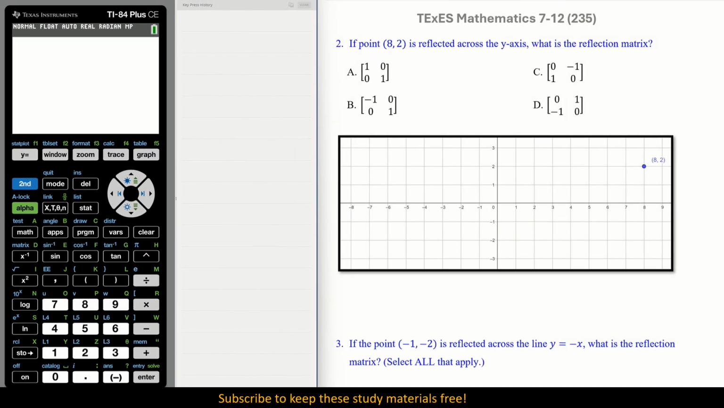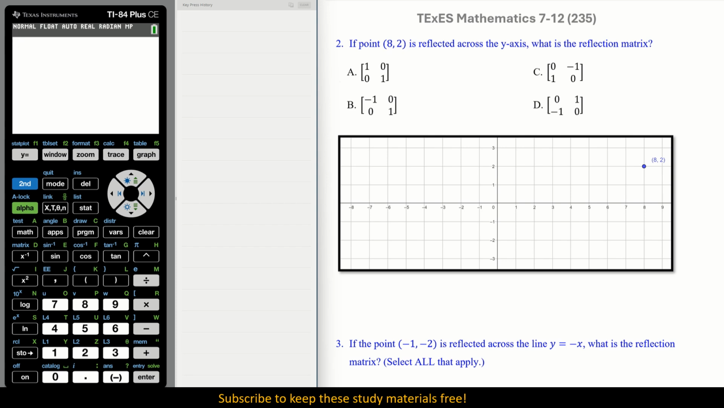Number 2, if point (8, 2) is reflected across the y-axis, what is the reflection matrix? Yes, I'm sure you're looking at it saying, okay, you just gave us a table, so I know what the answer is. Well, the point of this question is also not just, do you know it? And you're not going to have a table when you take the test. Can you think it out without the table?